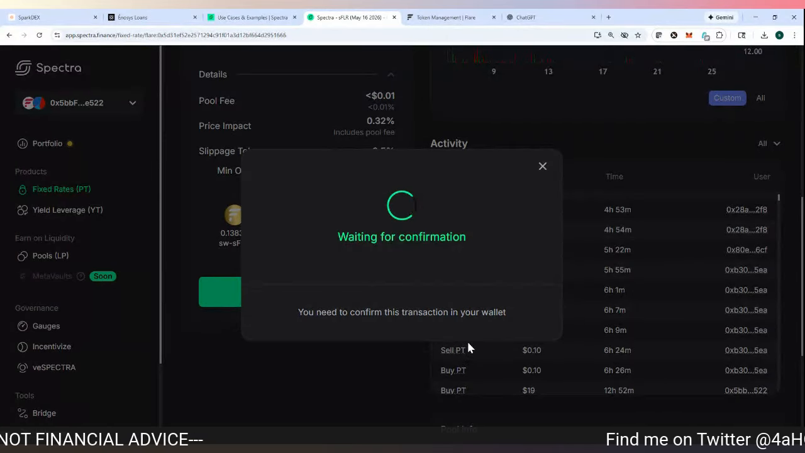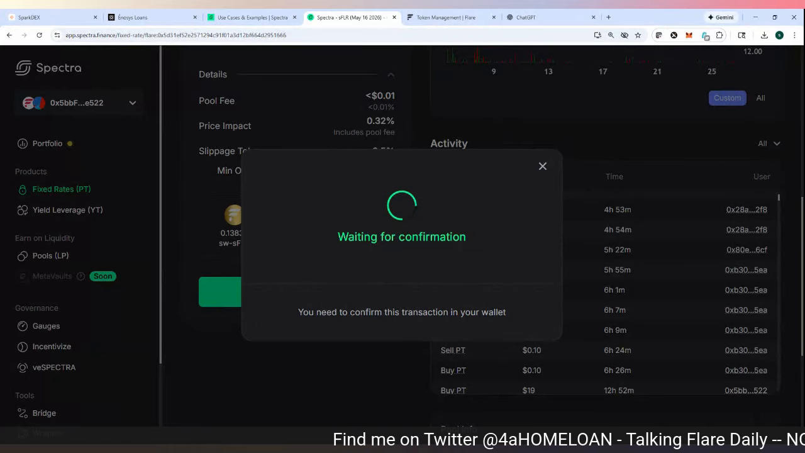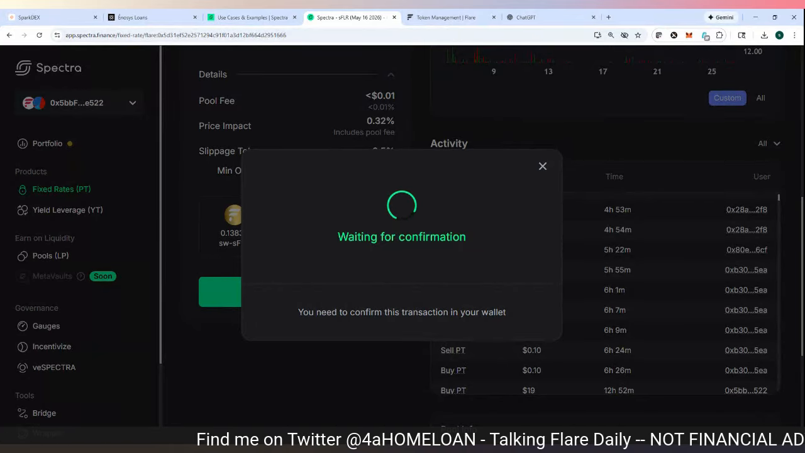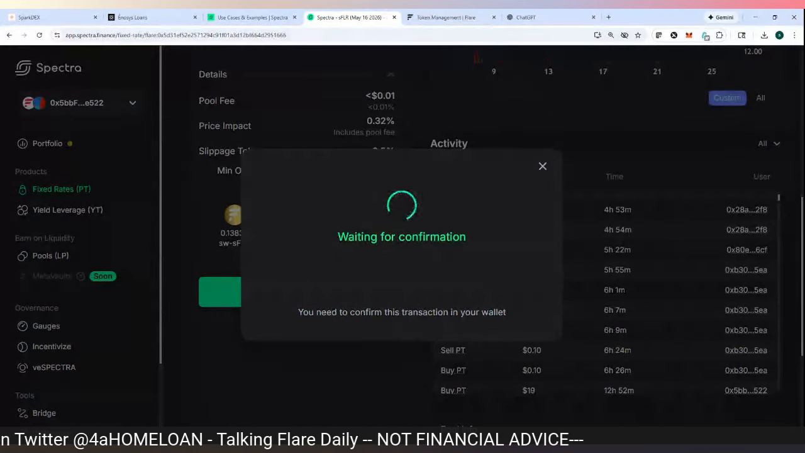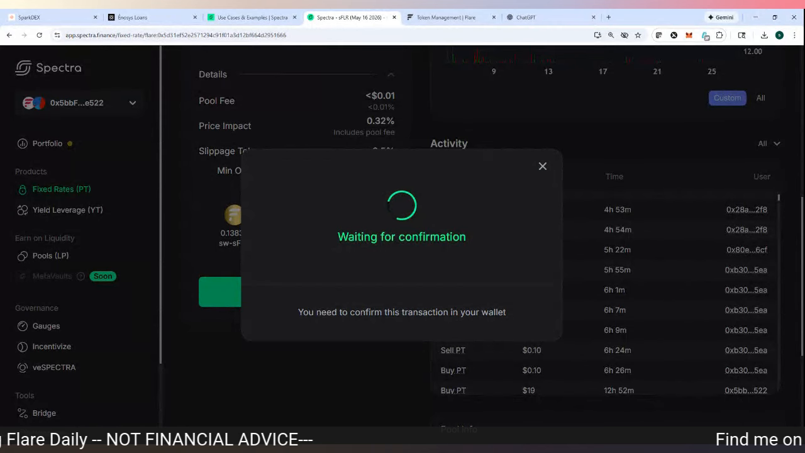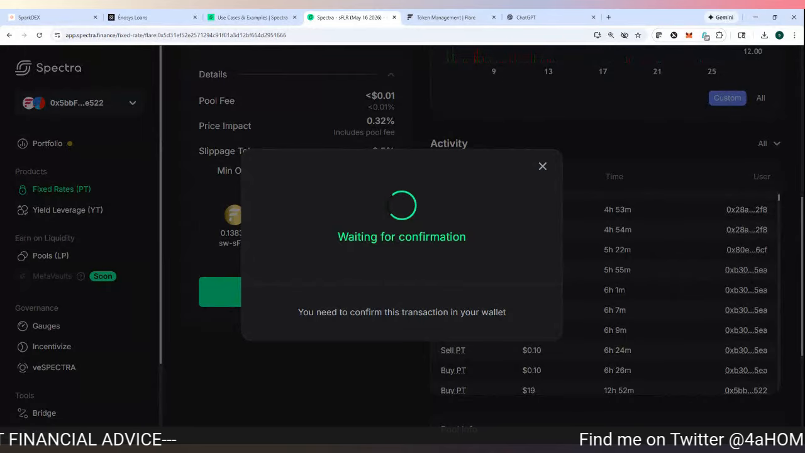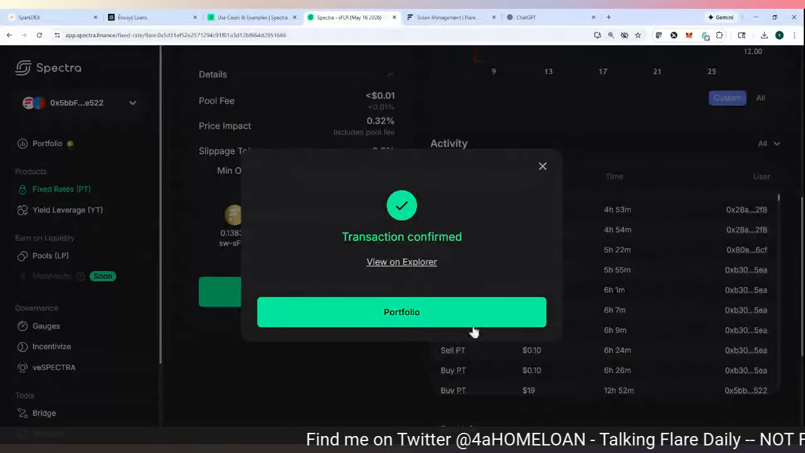My move is I've already pulled out my sFLR from Kinetic. Again, not financial advice, not advising anyone to do that. Just documenting what I'm doing for my son so that when he watches this video, he knows what I want him to do. Because after all, I'm only making this for my son. All right, so I'm locking in my reward.